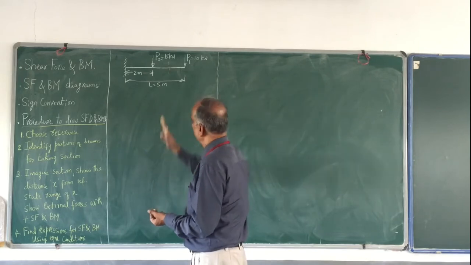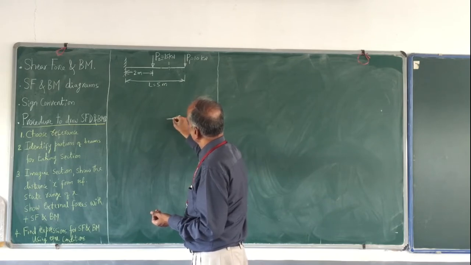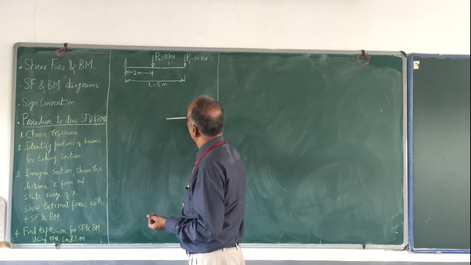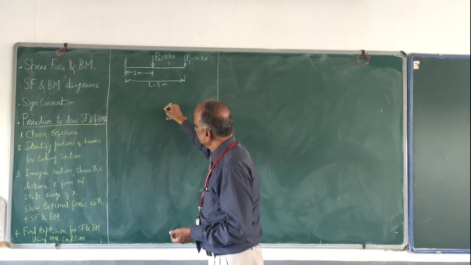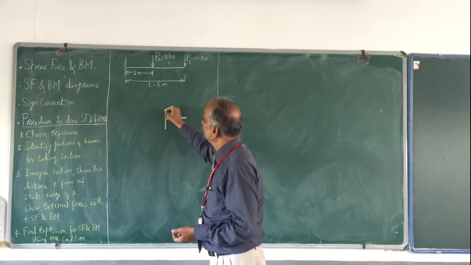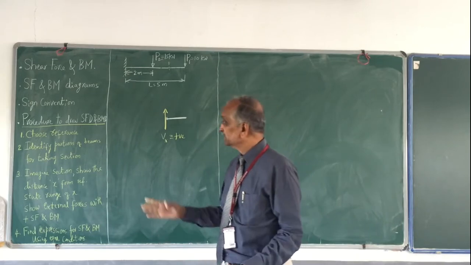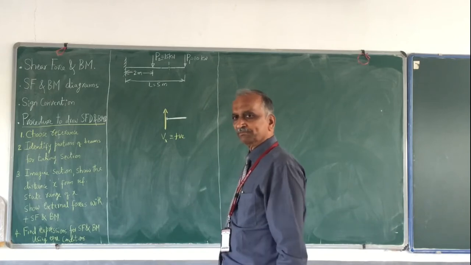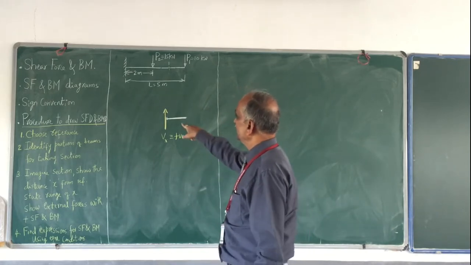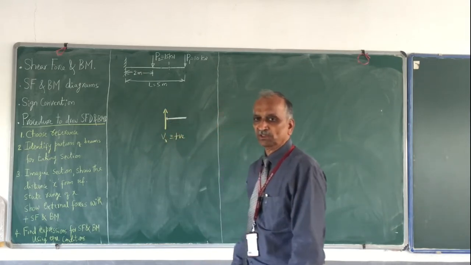This is the right hand side portion. I take a section, this is the right hand side portion of the beam, and this is where you have the section. You have shear force here. This shear force, I call it Vx, and this is positive. This is my positive shear force. What is the meaning of this? Take a section, then consider a portion of the beam. If the portion of the beam is towards the right, then the upward force is the positive shear force.